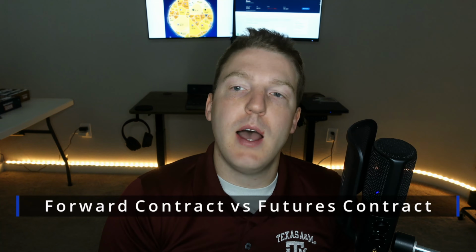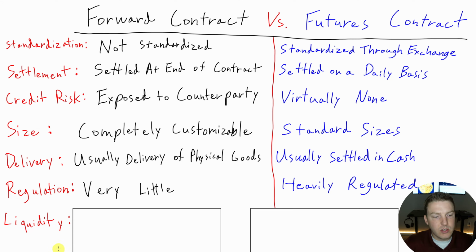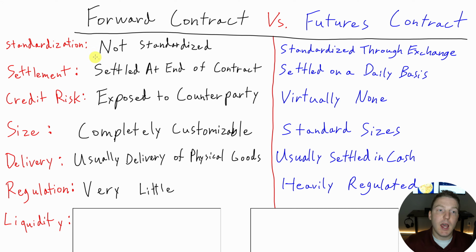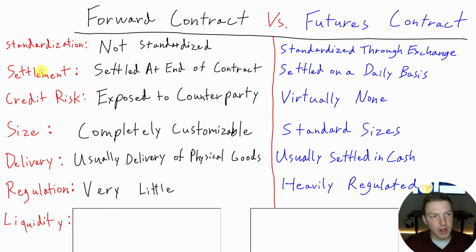Now let's walk through how a futures contract would differ from the forward contract. There are 7 key differences between forward contracts and futures contracts. I've listed all 7 in this red text over here on the left side of the screen. And then I put the details for each of these 7 categories for the forward contract in this black text here, and then this blue text here for futures contracts. Now let's just go one by one and talk about them.